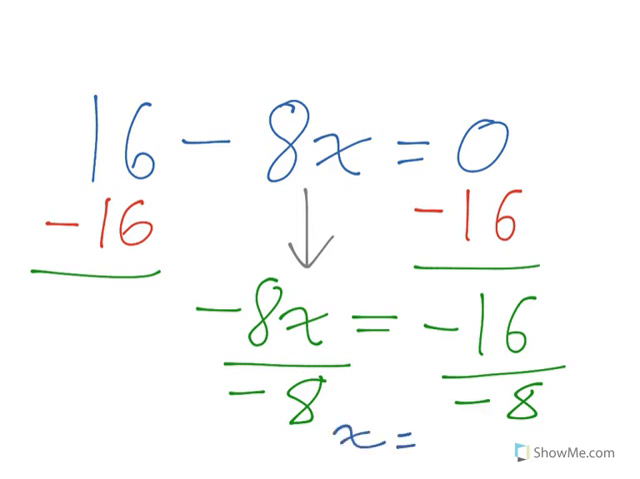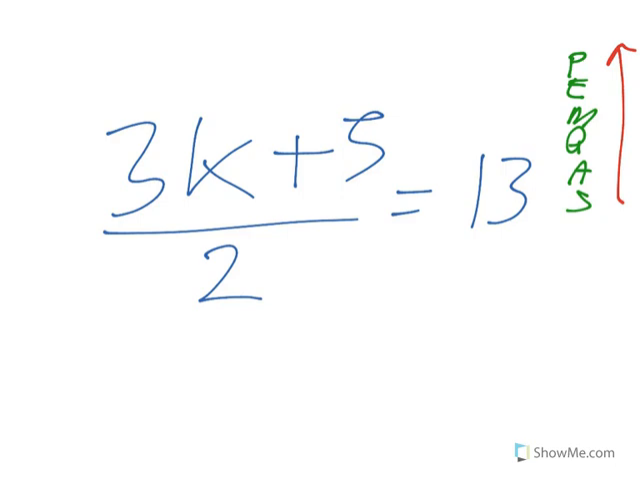X equals 2. I just did it like this. So we do the order of operations in reverse. So we have 3 times something, which is k, plus 5, divided by 2 equals 13. The last thing we do would be groups, correct? The first thing we do would be adding and subtracting. Remember from our first video, what's the group? 3k plus 5. 3k is our group.